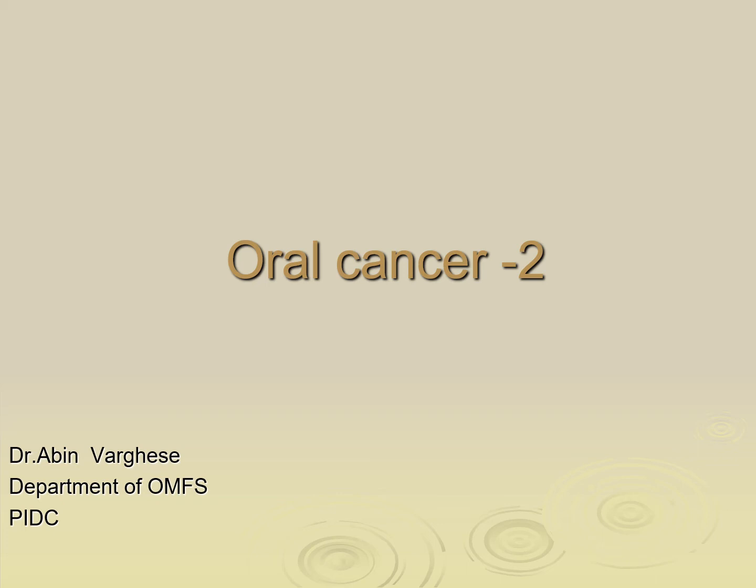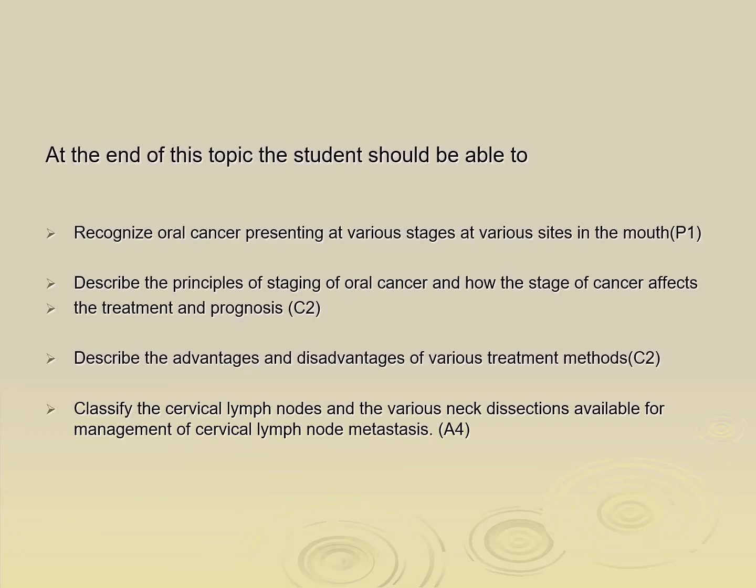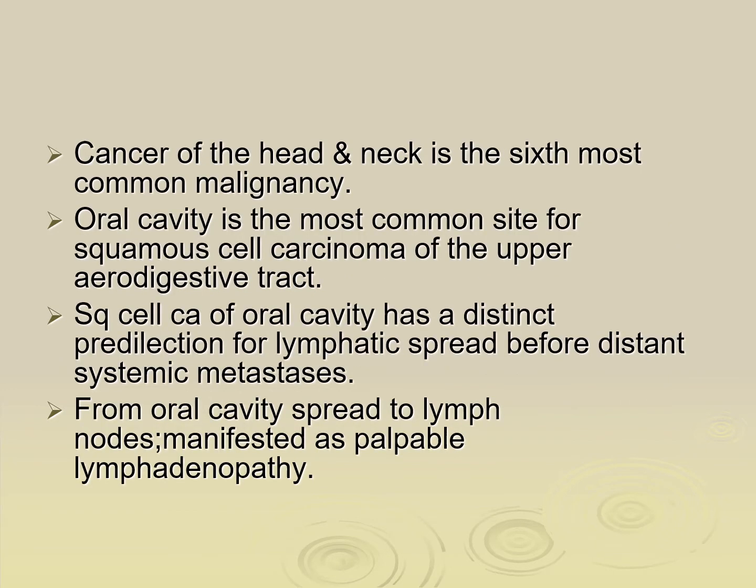Good morning everybody. Today we are discussing malignancy part 2. In this topic we are mainly discussing the staging of the organ, how we can manage the stages of cancer, what the various methods for treating cancer are, the types of neck dissections, and the levels of lymph nodes in malignancy cases.